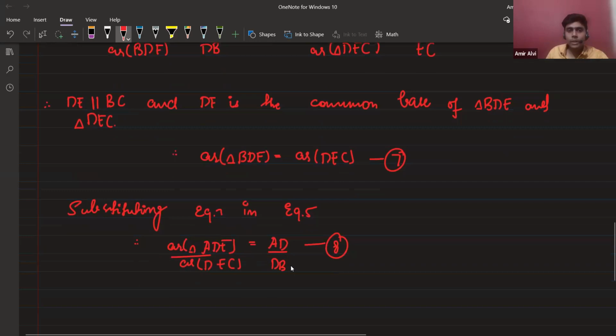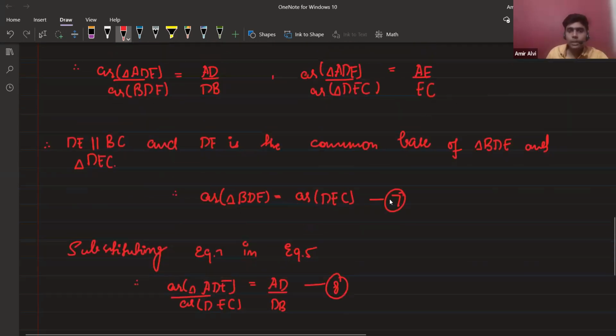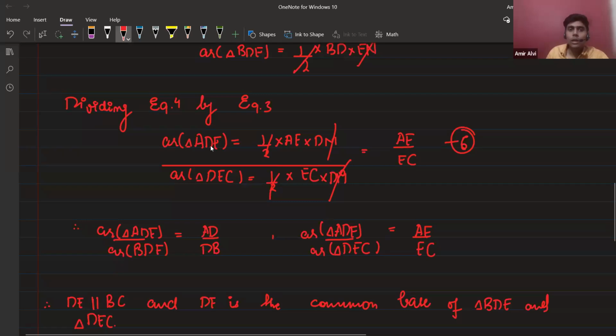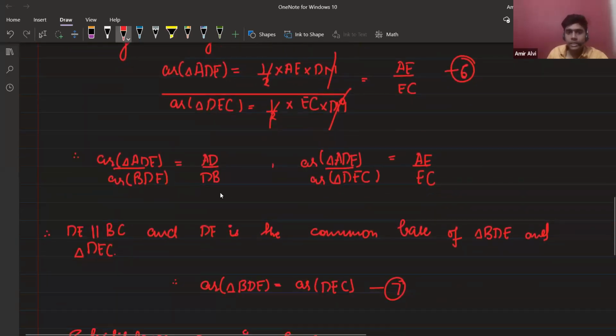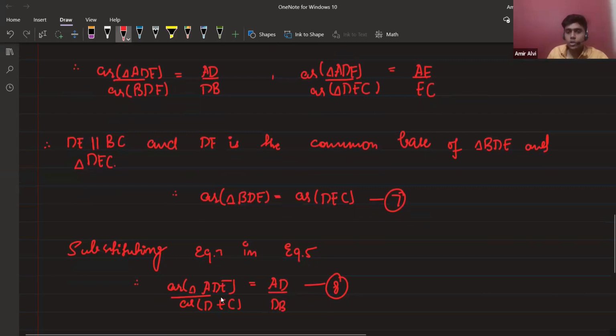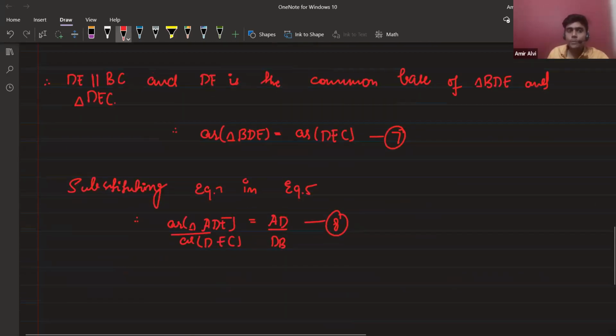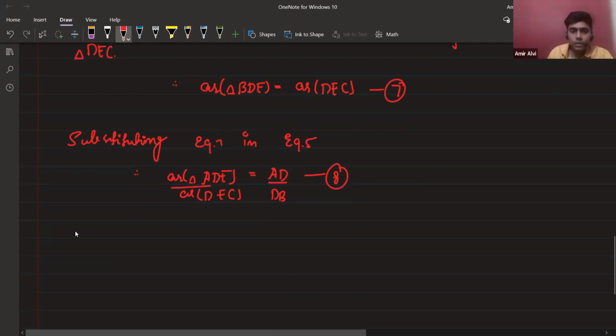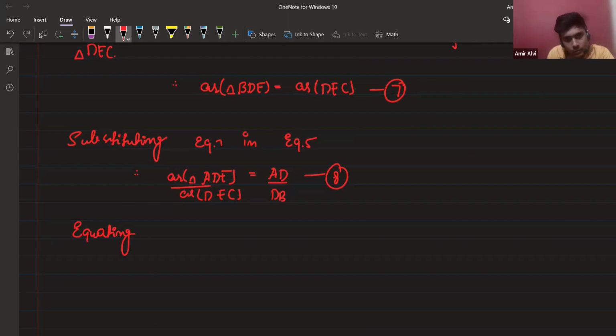So Adil, the left hand side of equation number 8 and the left hand side of equation number 6 are the same. ADE by DEC, ADE by DEC. Yes or no? Yes. So can I equate both the equations because the left hand sides are equal? Yes. Equating equation number 6 and number 8.